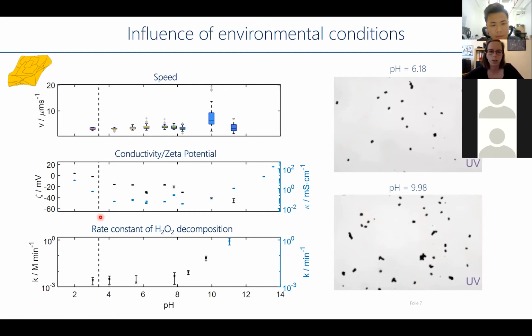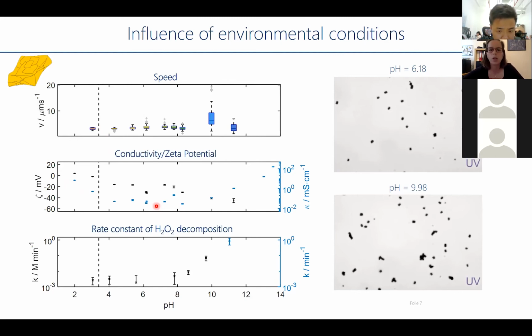So this means the particles are neutrally charged at 3.4, positive below this pH, negative above. But this clearly doesn't have anything to do with our speed change because nothing really happens around this point of zero charge. The conductivity, however, is of course naturally quite high for extreme pH values because we have a lot of ions there. That's the blue markers here.